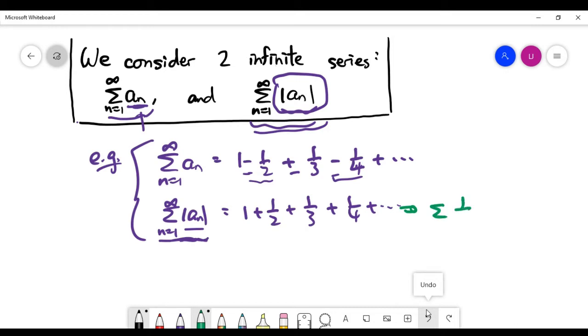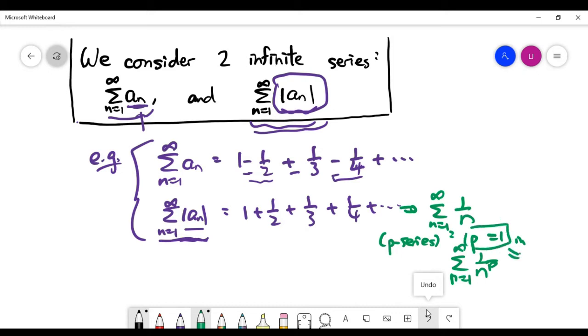Let's do the second one first. You can notice that this one is basically just the harmonic series. We have learned that by the P series test, because the P is 1 inside the P series, 1 over n to the power of a fixed power P, when the P is 1, we understand that it must be divergent. That's the P series test.